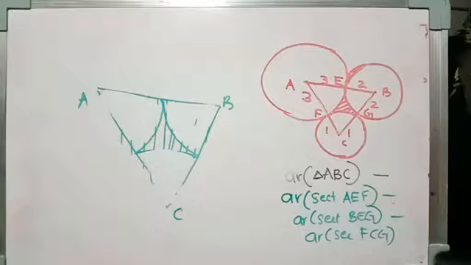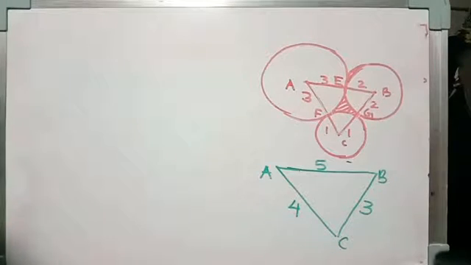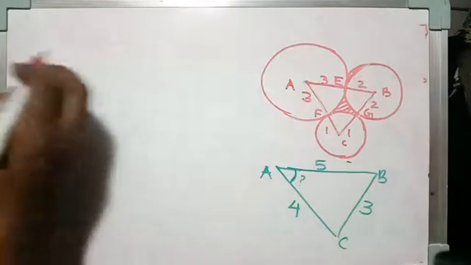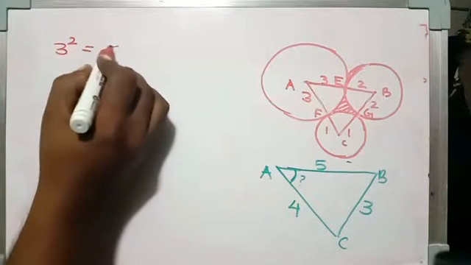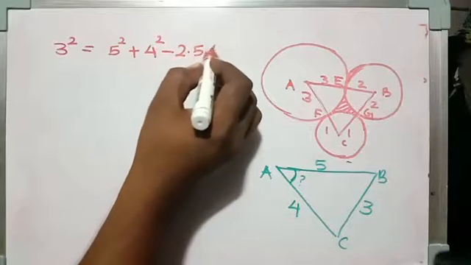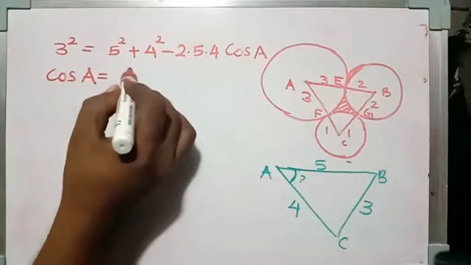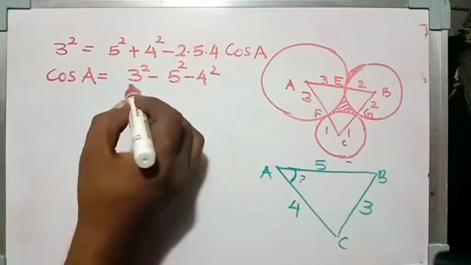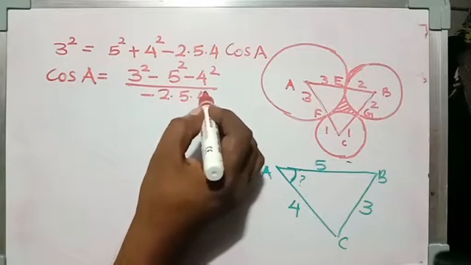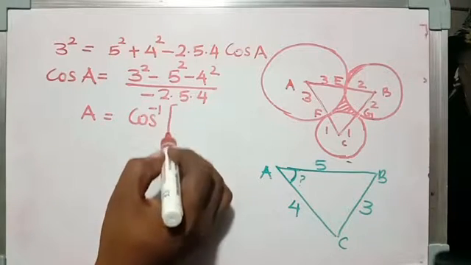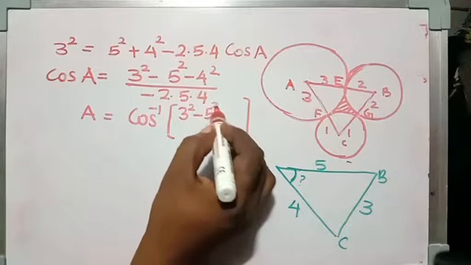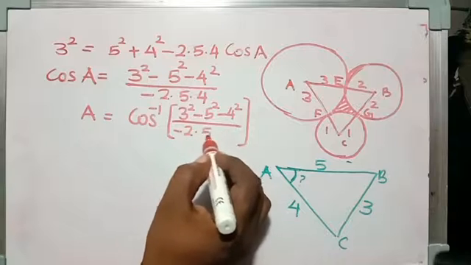In each sector the angle is missing. So our first task is to find the angle. For that, let's take triangle ABC with sides 3 centimeter, 4 centimeter and 5 centimeter. To find angle A, let's use the cosine rule. By using the cosine rule, 3 squared is equal to 5 squared plus 4 squared minus 2 into 5 into 4 of cos A, or cos A is equal to 3 squared minus 5 squared minus 4 squared all divided by minus 2 into 5 into 4, or A is equal to cos inverse of that value.